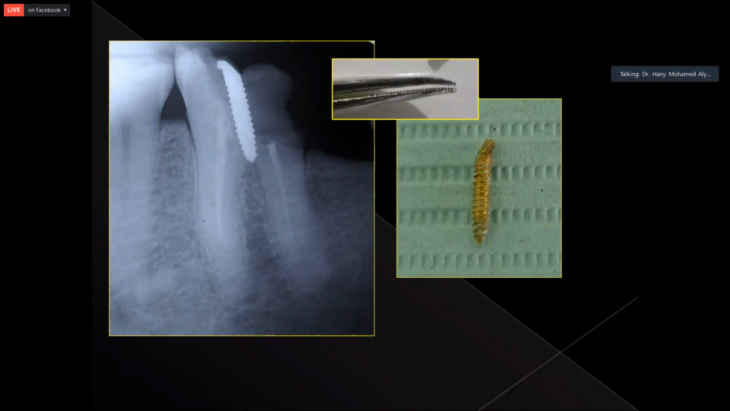This is one of the strange cases that I have treated. This is a post that was placed in the furcation, which is a very unusual location for a post, and this post I removed using the mosquito forceps.